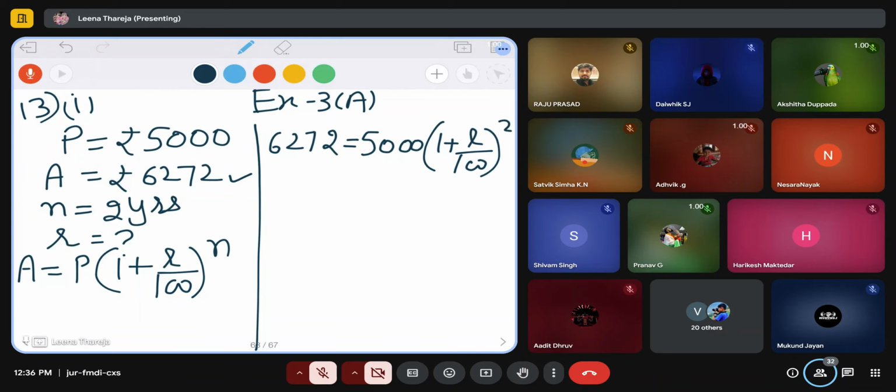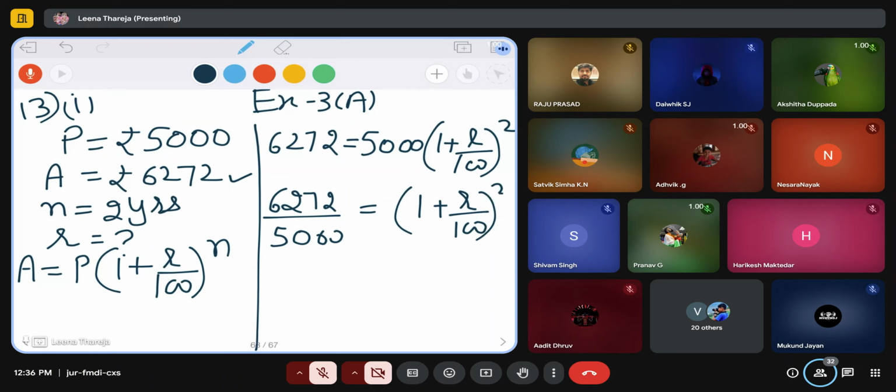N is 2. Now, yesterday I explained, if this type of question comes, what needs to be done? You need to take the 5000 down first, and then simplify this part. On the other side, the power is a square power, so the number which I have written should be in square form. So now 6272 divided by 5000.